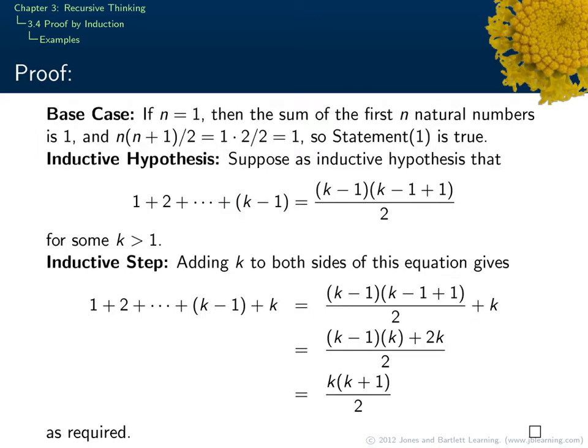Okay, so here's how the proof goes. First we have the base case where we want to show that the sum of the first positive integer, namely 1, is equal to 1 times 1 plus 1 over 2. And indeed, that's true. The sum is equal to 1, and then when we plug in n equals 1 into this formula, we again get 1. So that means that the base case holds. That is, statement 1 is true.